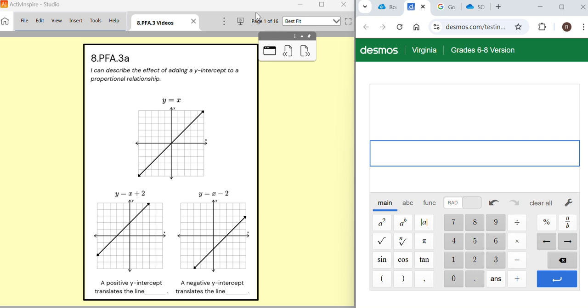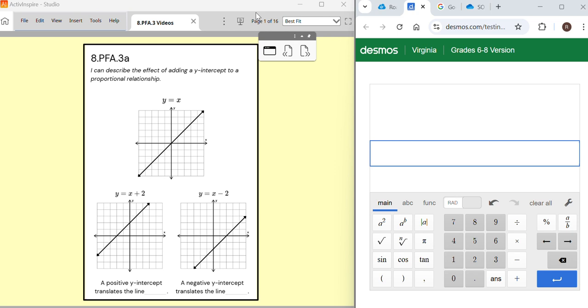I can describe the effect of adding a y-intercept to a proportional relationship. Don't let that scare you. Basically, what it's saying is if you have y equals x, which is a diagonal line that goes through the origin, and it's positive, if you add a y-intercept of plus 2, it moves up 2 spaces on the y-axis. If you add a y-intercept that is negative 2, it will move down 2 spaces on the y-axis.